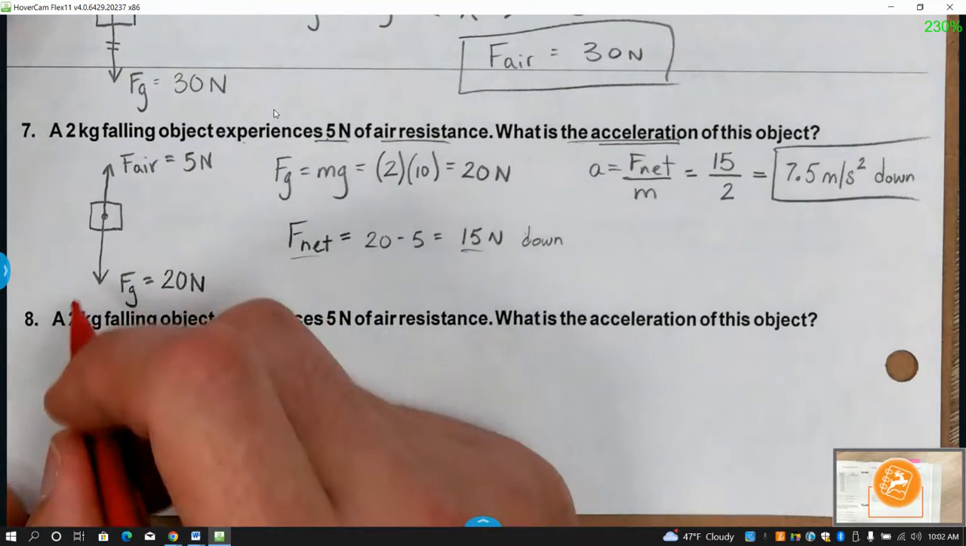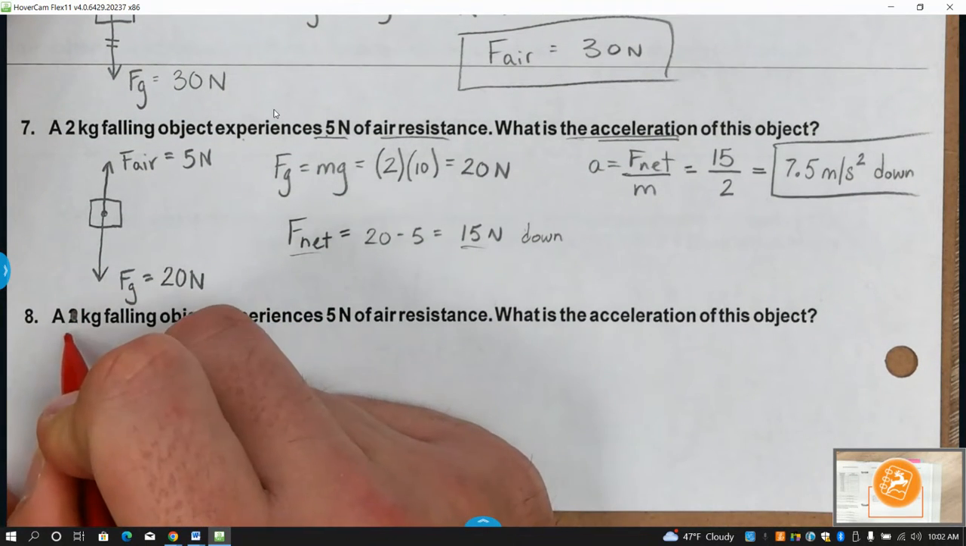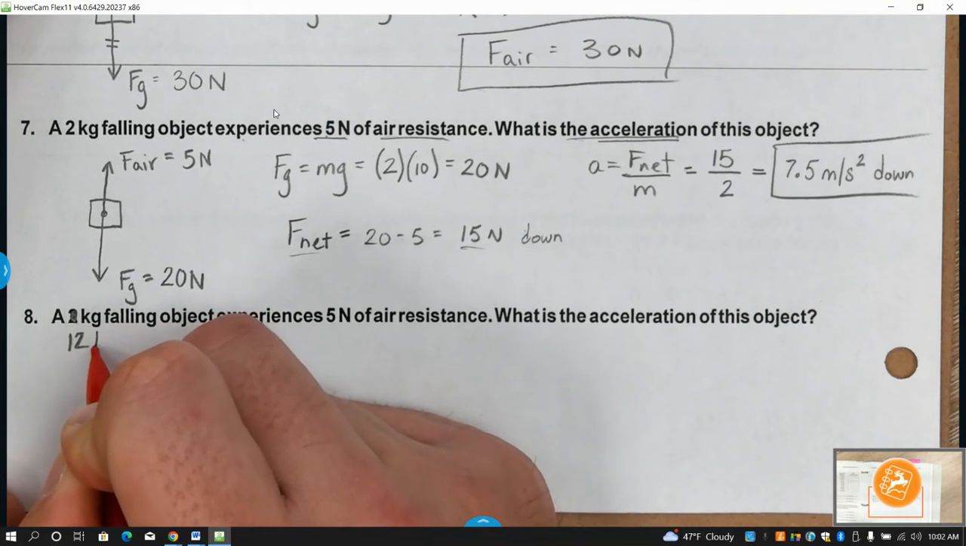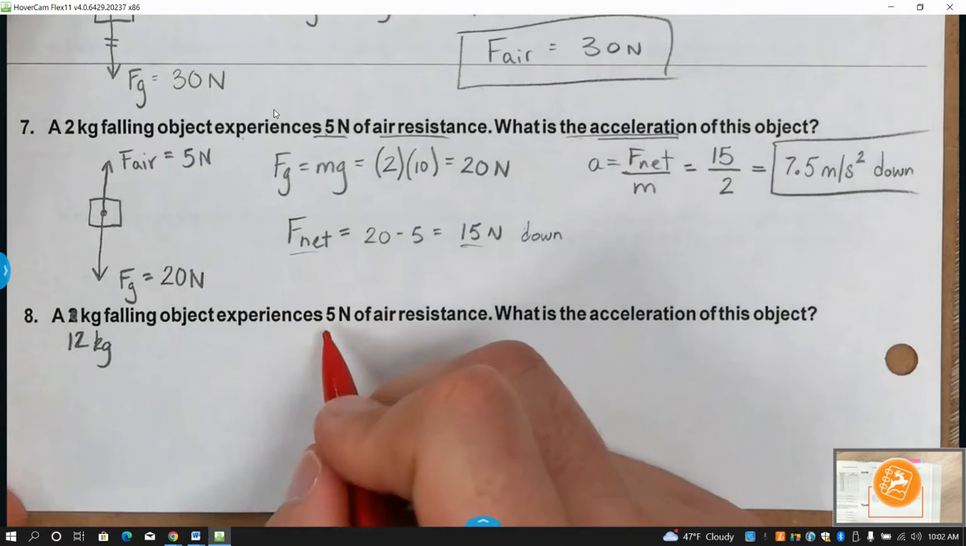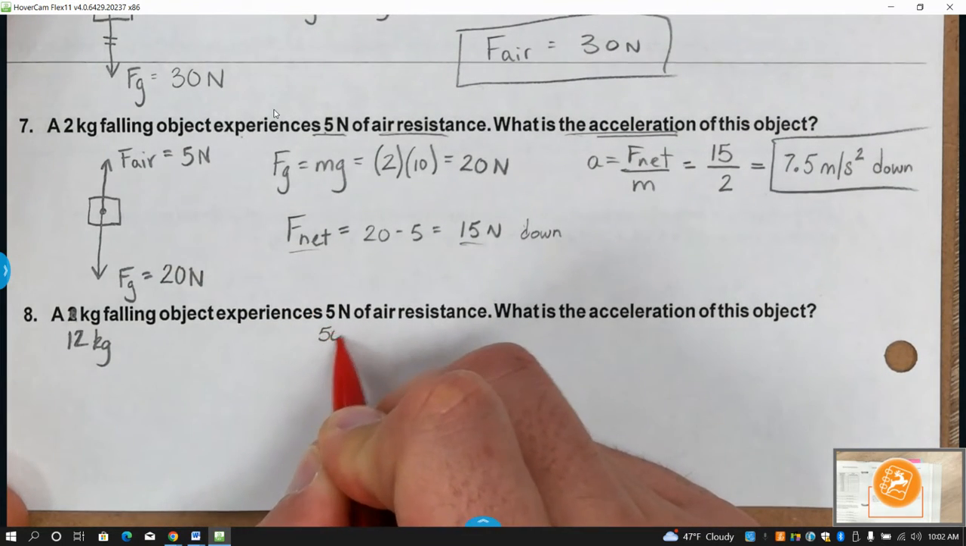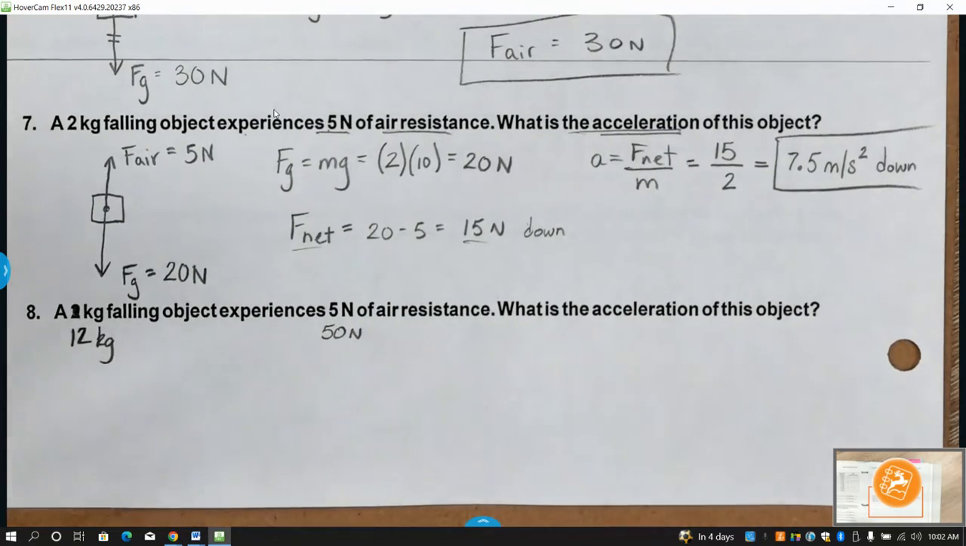And I accidentally put the same question twice. So you're going to do essentially the same question, but we're going to use different numbers. It's going to be a 12 kilogram falling object experiencing 50 newtons of air resistance. I want you guys to try that problem real quick.